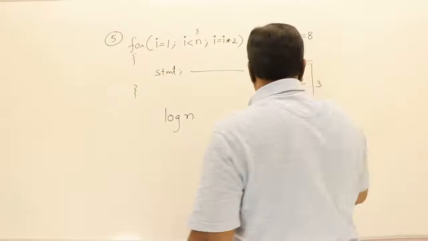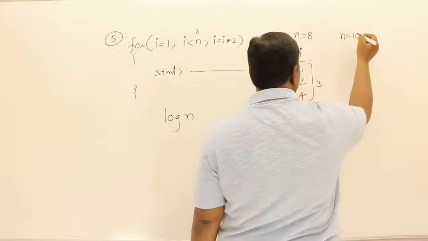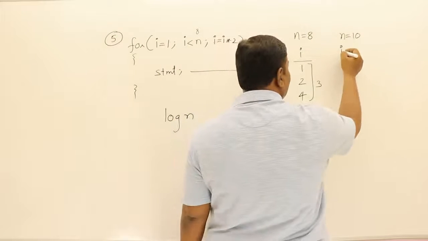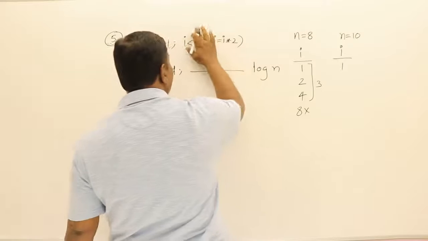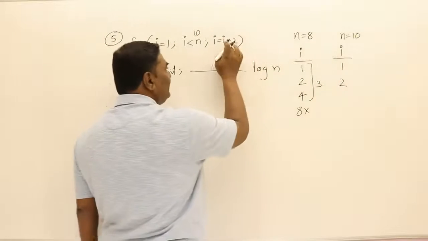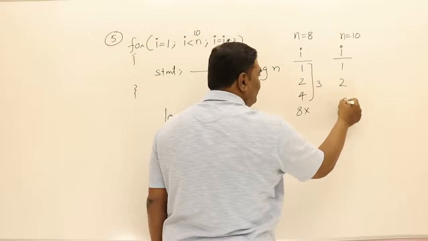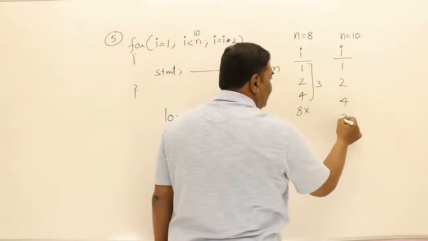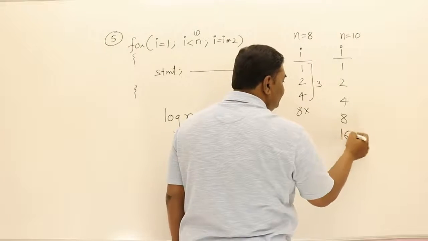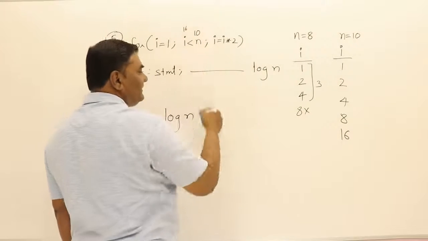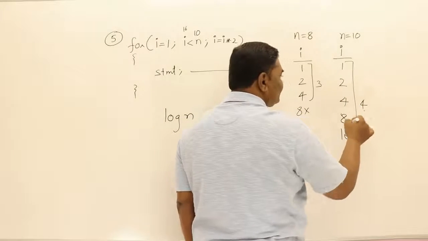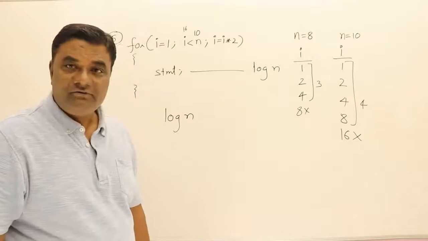The next, if I take the n value as 10, let us see what happens. I is initially 1. 1 is less than 10. Continue. It's multiplied by 2. So 2 is less than 10. Then 4. 4 is less than 10. Then multiplied by 2, it is 8. 8 is also less than 10. Then 16. So I is 16. I is not less than 10. So it will stop here. So total how many times? 4 times. It's executing for 4 times.